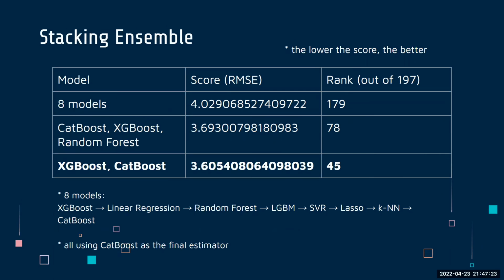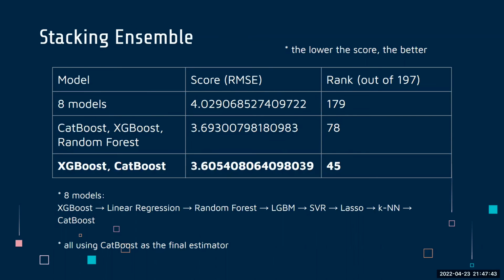The models used are as listed. For our next experiment, cat-boost, XGBoost, and random forest were picked and stacked together. This gave us a rank of 78 out of 197, which is an improvement, but still not good enough. However, this shows that using fewer models of better performance worked.